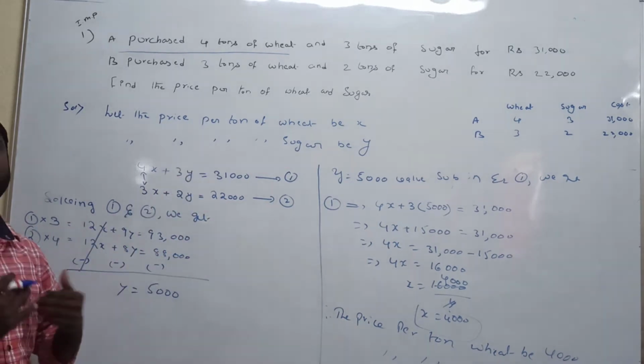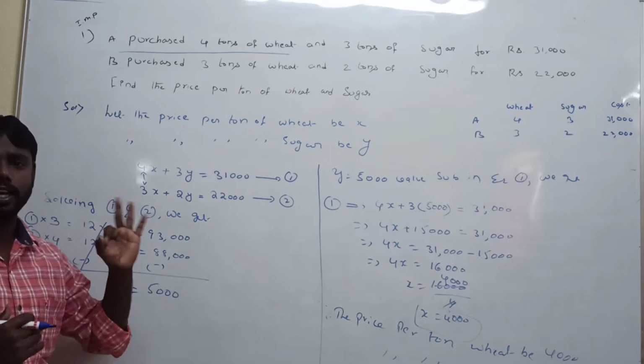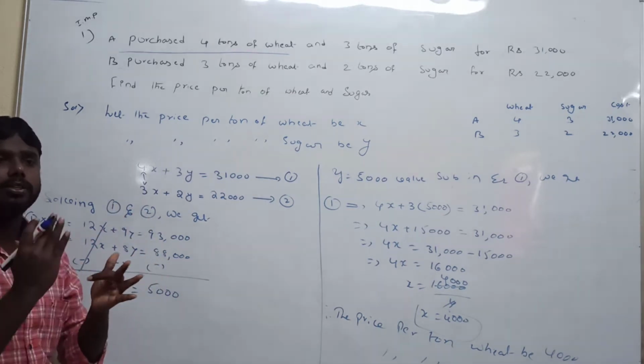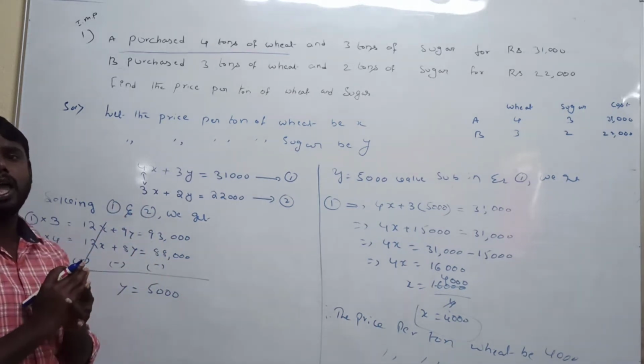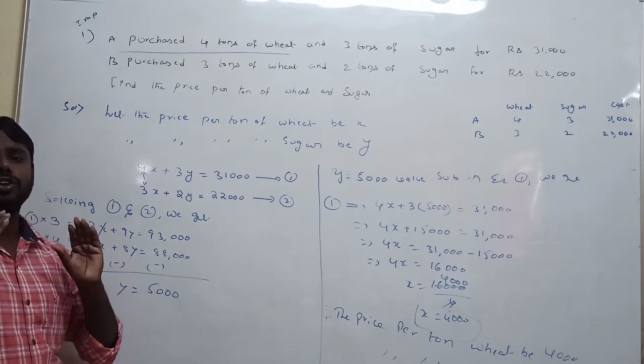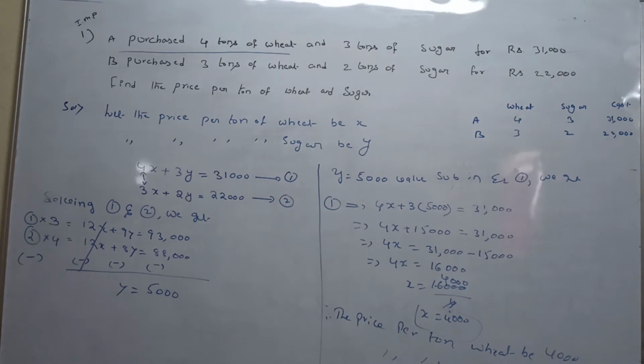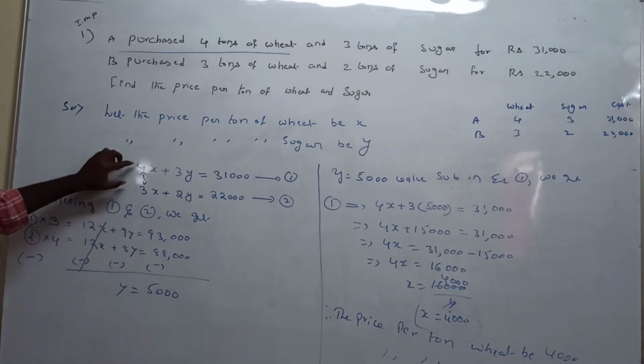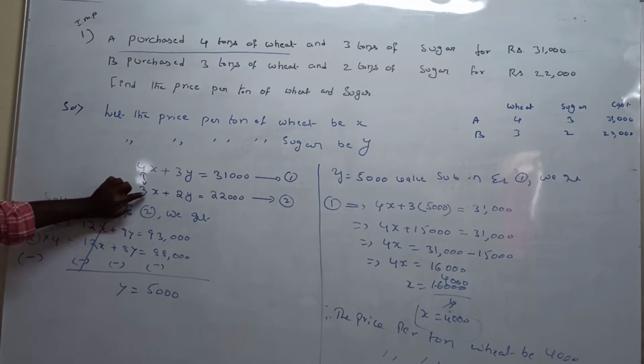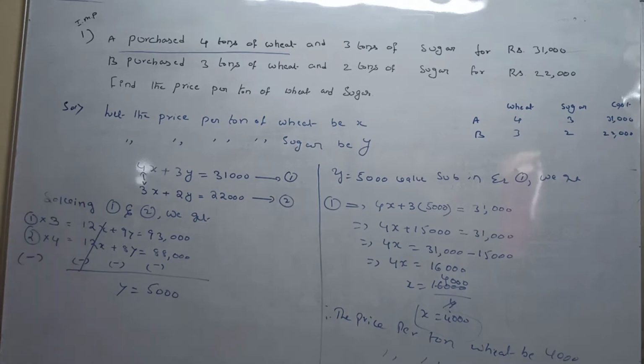Here, which method are we applying? There are 3 methods. One is the elimination method, second is the substitution method, third is the cross multiplication method. Whichever method is easy, you can apply that method. So I am applying the elimination method. When both x coefficients are equal, elimination is possible. That's why we are equating the x coefficients: equation 1 multiplied by 3, equation 2 multiplied by 4. So when we eliminate, we get y.